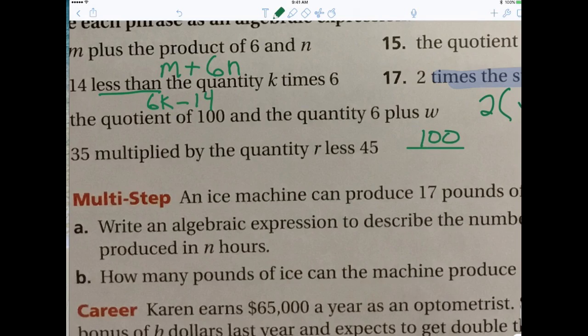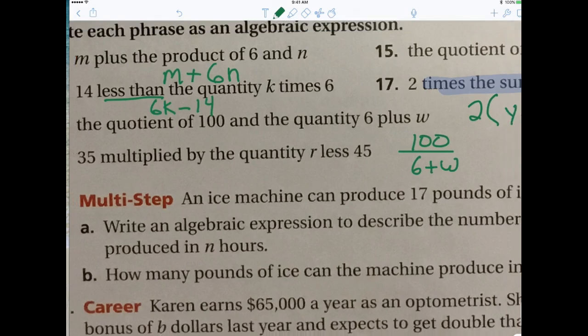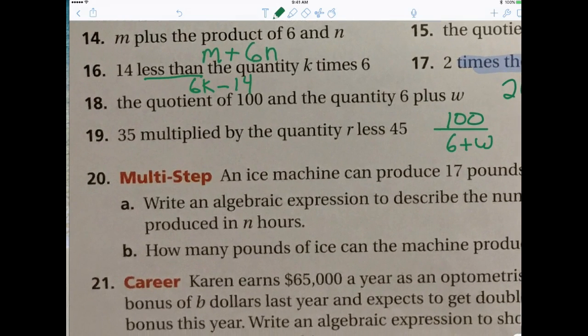And now what goes on the bottom? 6 plus w. You're awesome, buddy. 6 plus w. Very nice. What's quantity? Quantity just means a group, right? You're putting that together as something.